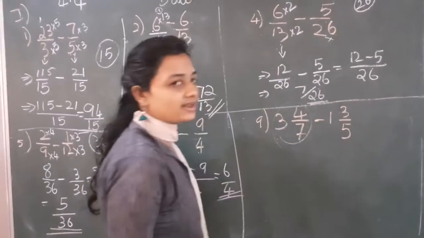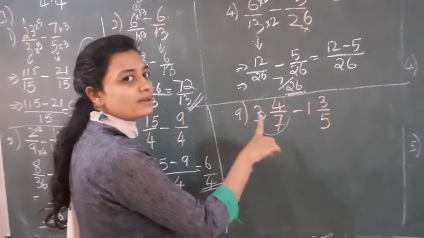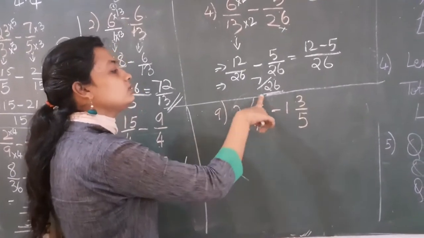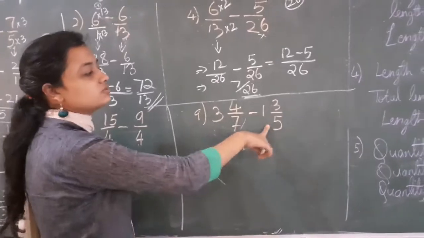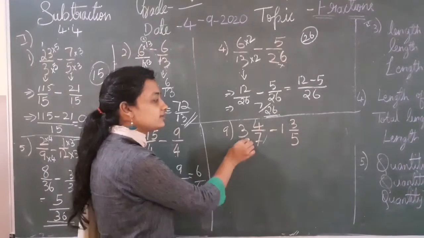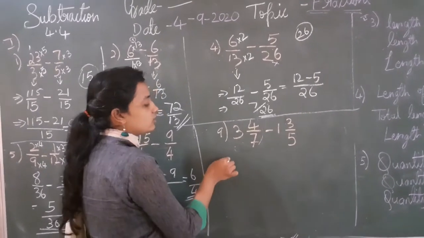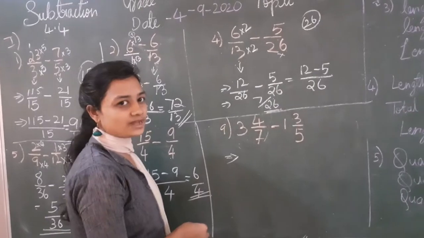You know what is a mixed fraction, right, children? You will have a number and a fraction. That is a mixed fraction. Now I have to subtract a mixed fraction from a mixed fraction. I can't do it so easily. I have to first convert this into an improper fraction. So how do we convert that into an improper fraction?